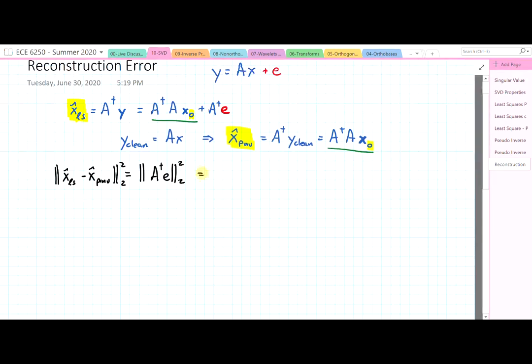So this is just going to be V sigma inverse U transpose times our error, squared. Okay, so the error could be anything. Let's restrict e to be something that has unit norm. Then, what is the worst case reconstruction error? This would be our main concern.